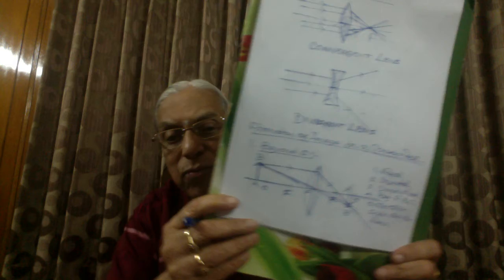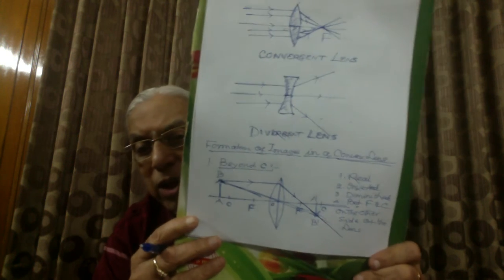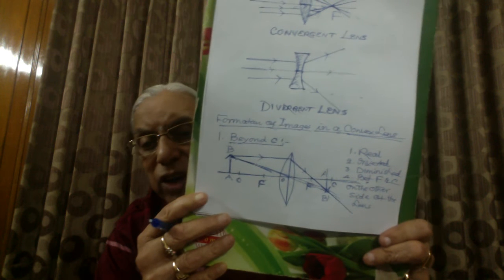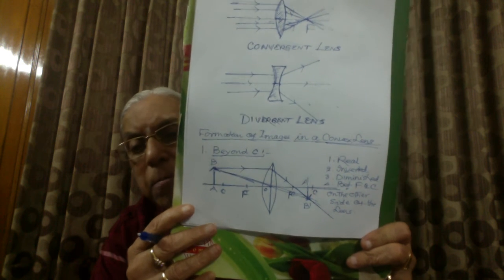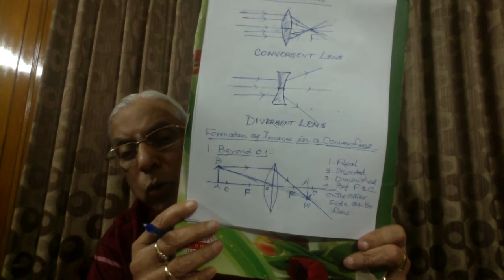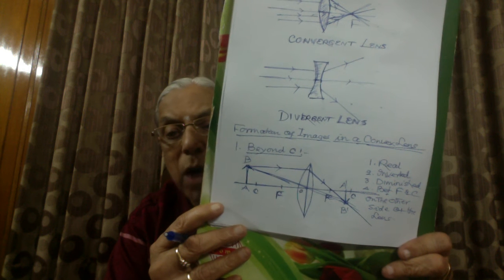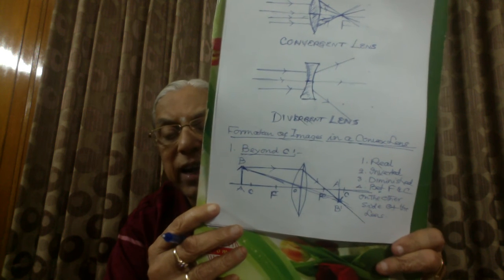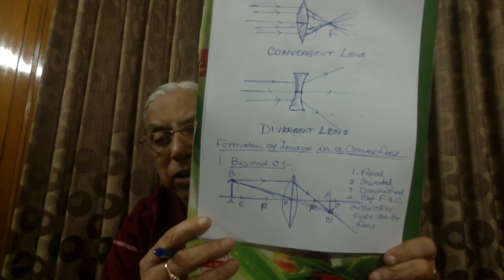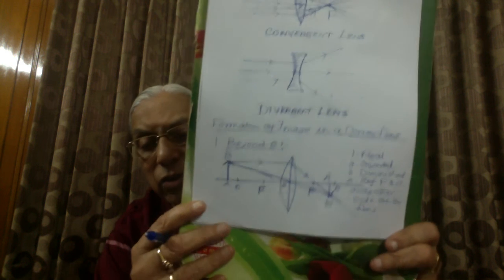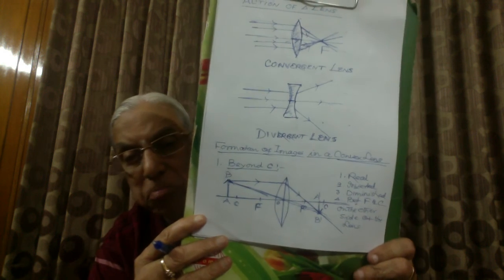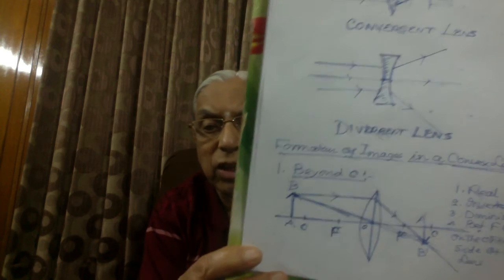In the first one, you please see that. The first ray, traveling parallel to the principal axis, after refraction passes through F, and another through O, and they are intersecting. At the point of intersection of these two rays, the image of B is formed, which I have called B dash. A dash B dash is the image of the object. Now, if you place an object beyond C, what are the characteristics of the image formed there?